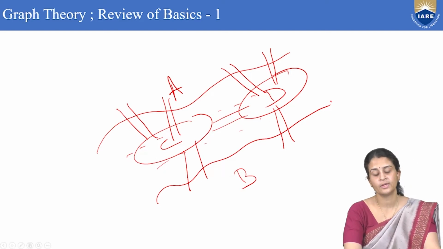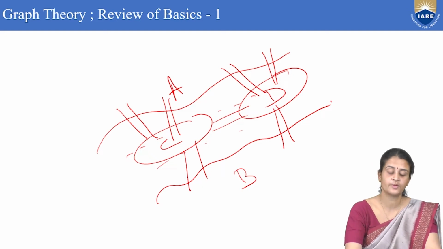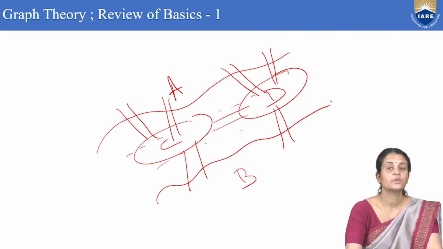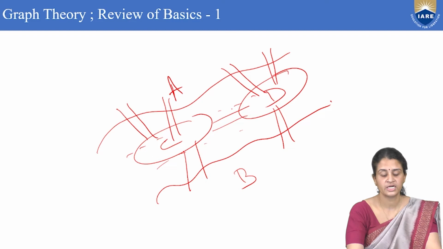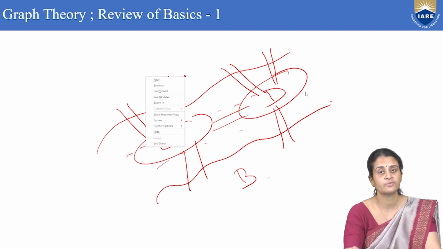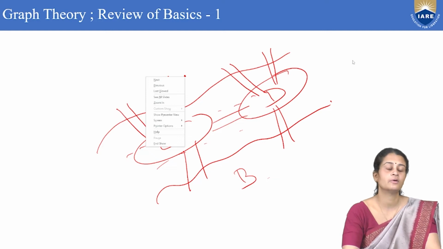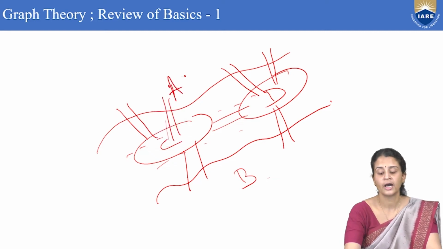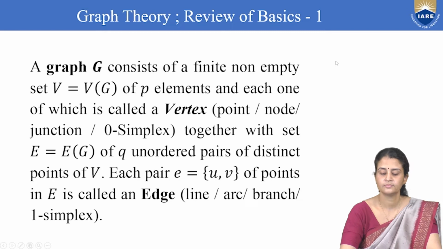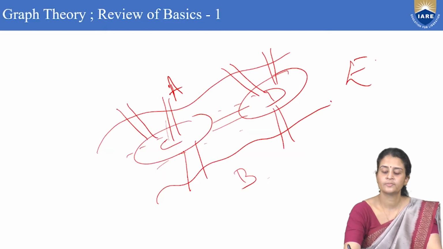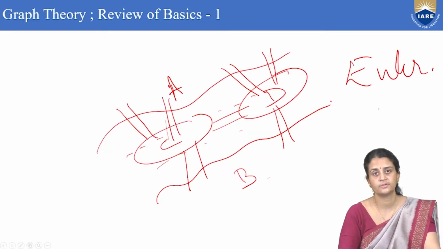Someone posed a problem: whether it is possible to start from any of these land areas and go through these 7 bridges exactly once and reach back to the starting area. That is, if you start from A, you have to go through these 7 bridges exactly once and reach back to A, the starting point. You can start from any of these landmasses. And the famous Swiss mathematician Euler showed it is not possible.